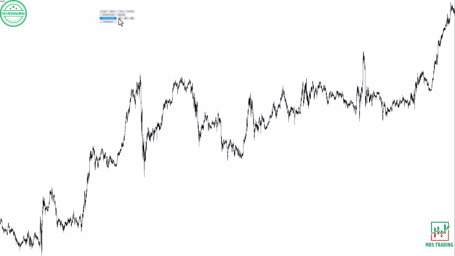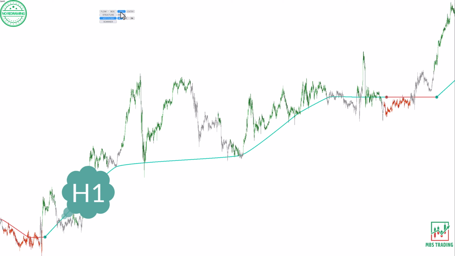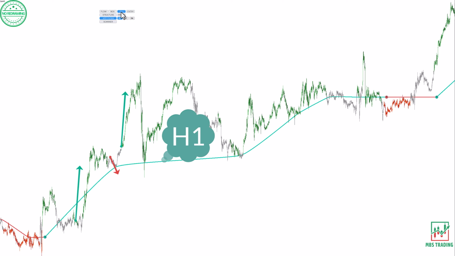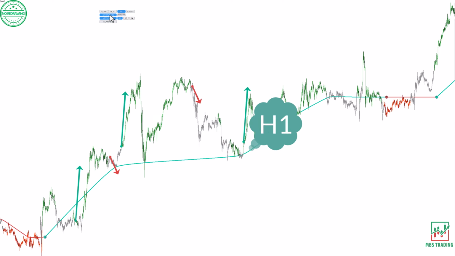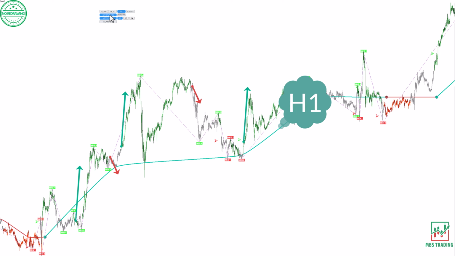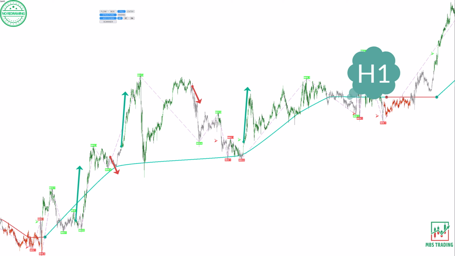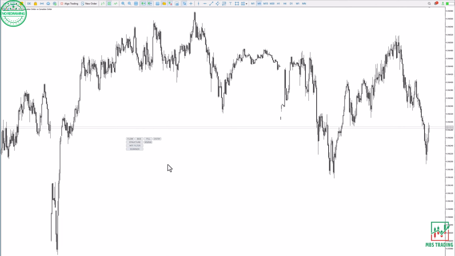MTF filter button. Higher time frame filtering. The indicator analyzes all charts across different time frames using the same logic. A trend change on a 5-minute chart may only be a correction on a 1-hour chart. Displaying the higher time frame trend state on the current chart helps filter out corrective entries and focus only on trades in the main trend direction.